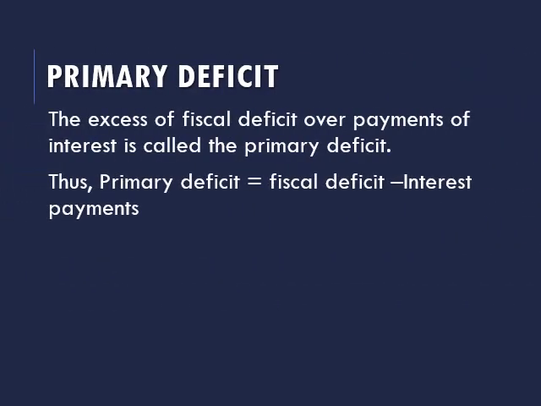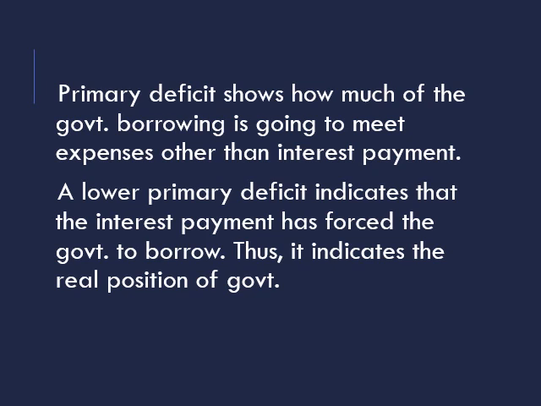Then the last, but not the least, primary deficit. The excess of fiscal deficit over payment of interest is called primary deficit. So primary deficit is equal to fiscal deficit minus interest payment. There are a few implications. Primary deficit shows how much of the government borrowing is going to meet expenses other than the interest payment. A lower primary deficit indicates the interest payment has forced the government to borrow. Thus, it indicates the real position of the government.